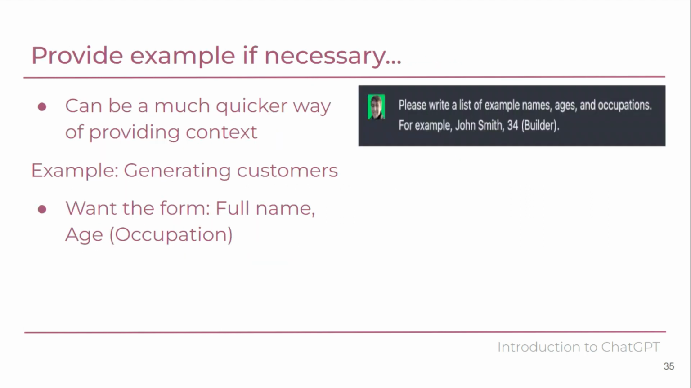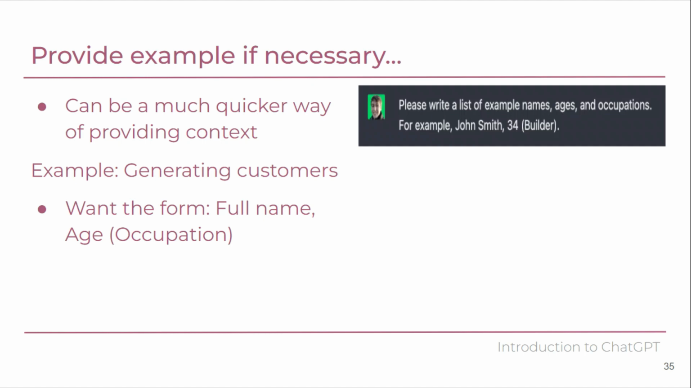Another way to superpower our prompts is to provide examples. In many cases, this is a much quicker way of providing extra context than writing a comprehensive explanation of the desired results. For example, let's use ChatGPT to create a list of example customer names, ages, and occupations that we can use to test our internal systems.